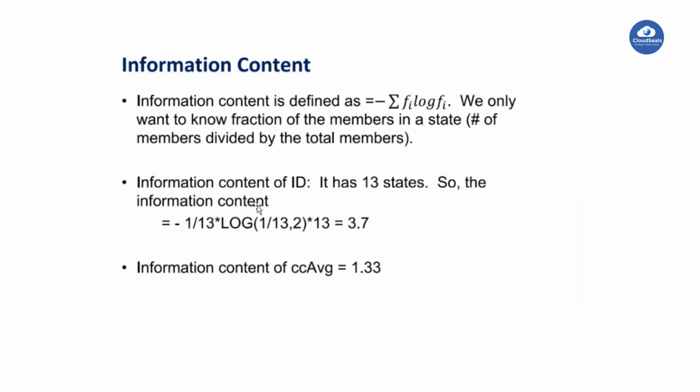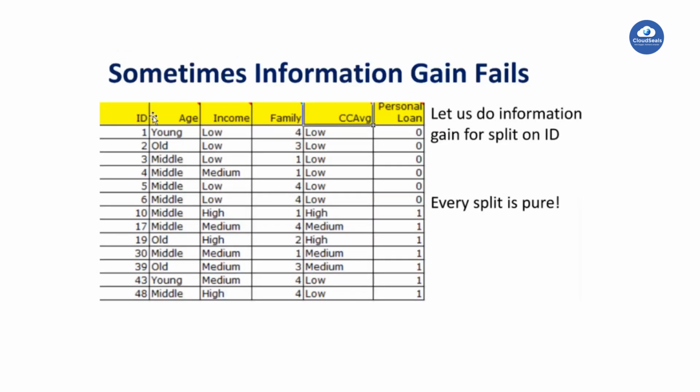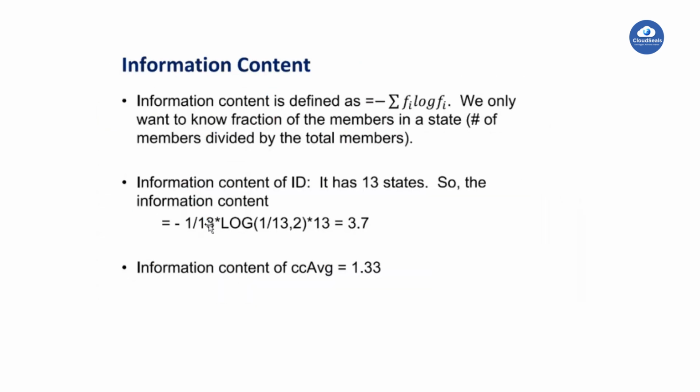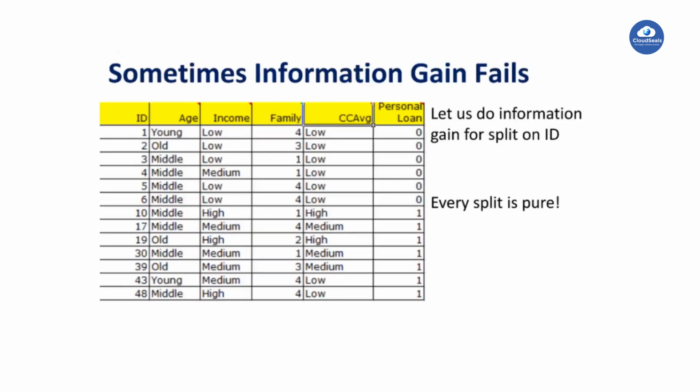So the information content is 1 by 13. 13 means 13 values are different. Why have I taken 13 here? Because the 13 values are different. Is there any similar value? Did you observe any ID repeated? No. No.